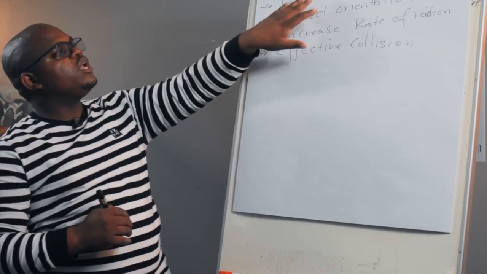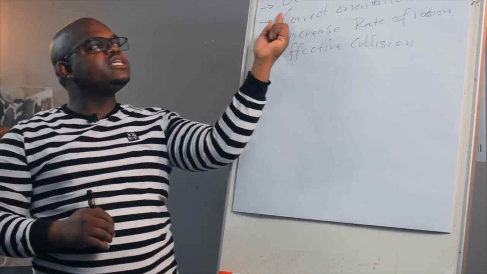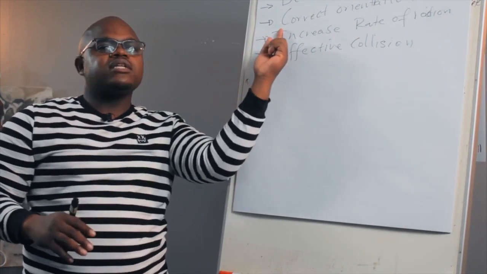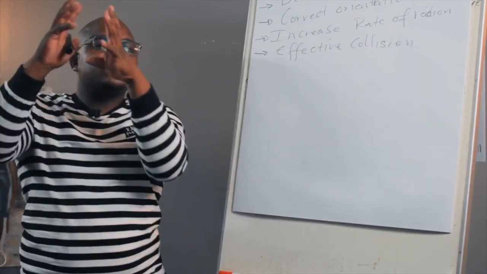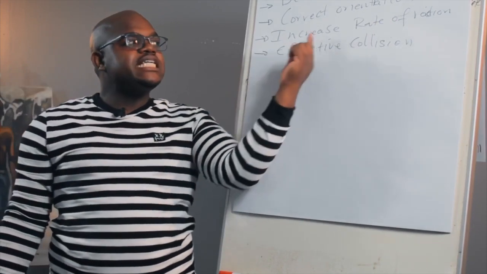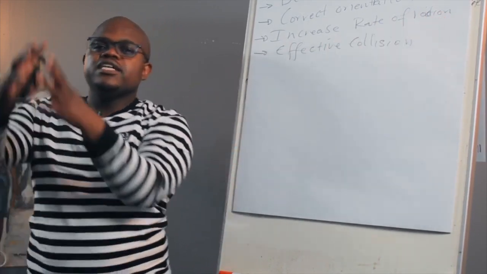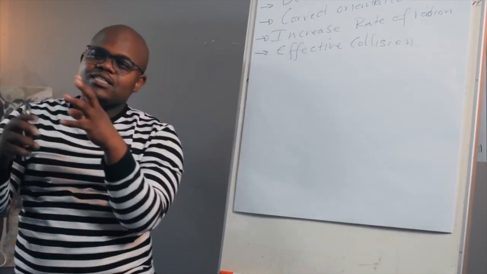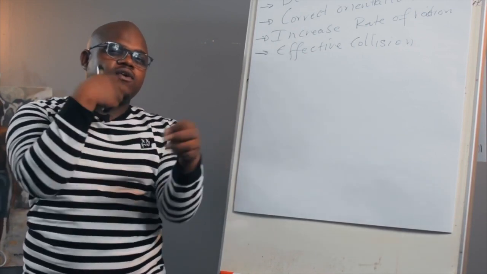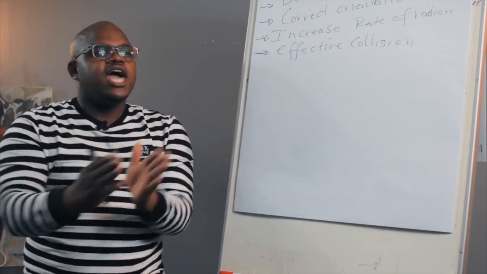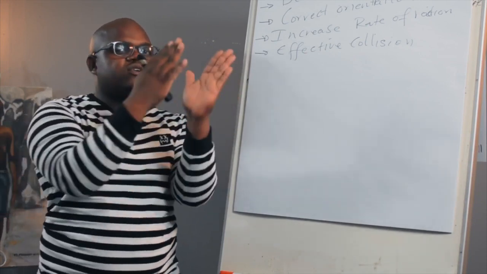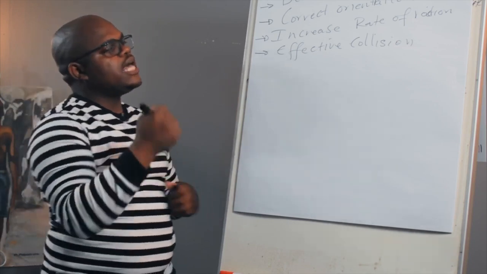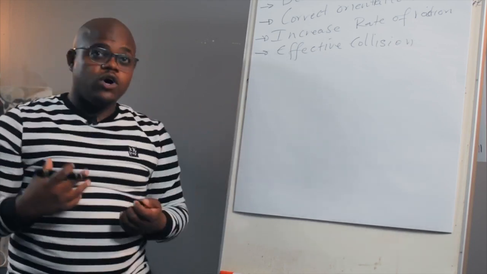Okay, when we increase the catalyst, that means we decrease the activation energy. When we decrease the activation energy, there will be a correct orientation. If there's a correct orientation, that means there will be an increase in the rate of reaction. If there's an increase in the rate of reaction, that means there will be effective collision. The particles are going to collide effectively. If they collide effectively, that means there was a correct orientation. If there was a correct orientation, that means the rate of reaction will increase, okay?